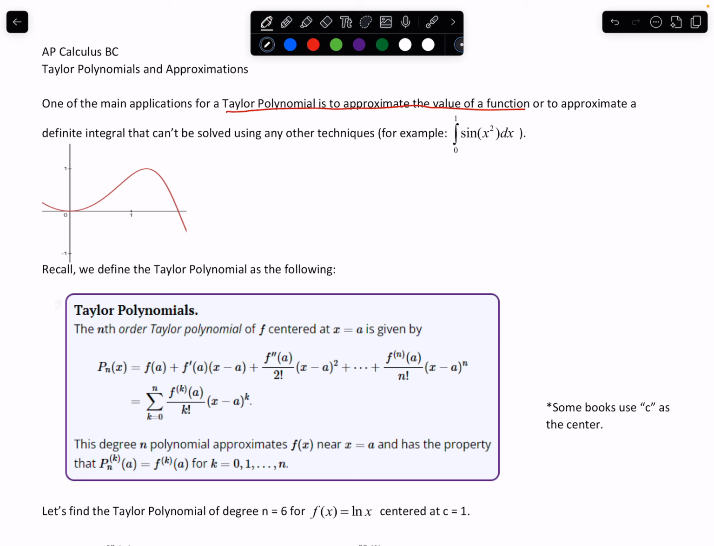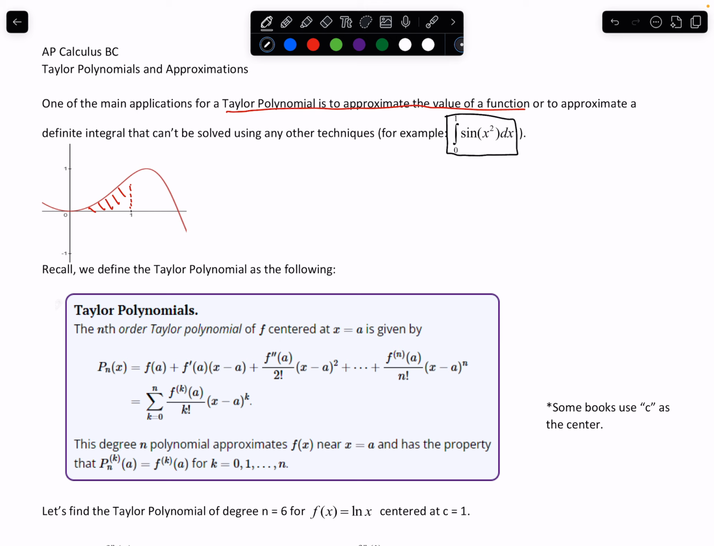For example, let's say we wanted to evaluate the integral, the area under the sine of x squared curve from 0 to 1. So let's take a look. I graphed it here already. So we want to find the area from 0 to 1. Well, if I want to evaluate this, I can't. There's no way I can physically take the antiderivative of sine of x squared. It does not have an antiderivative that we can easily solve for. So another way we can solve this is to approximate this.